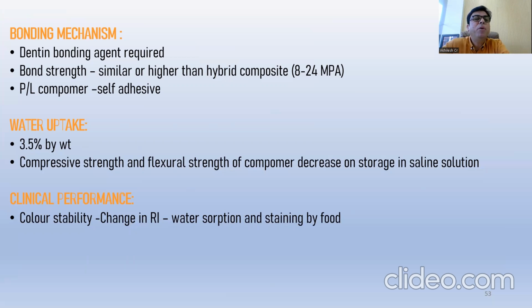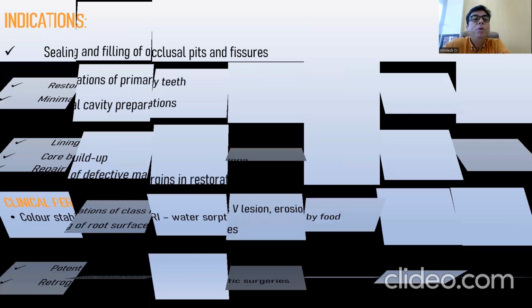Water uptake is 3.5%. The compressive strength and flexural strength of the compomer decrease on storage in saline solution. Here, the clinical performance: color stability, changes in refractive index at regular intervals, and water sorption and staining by food.